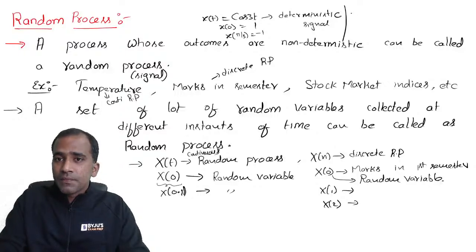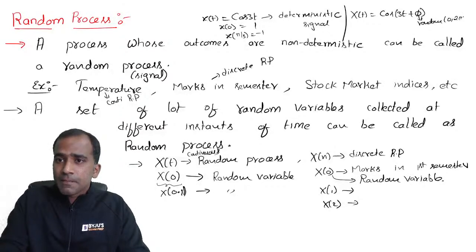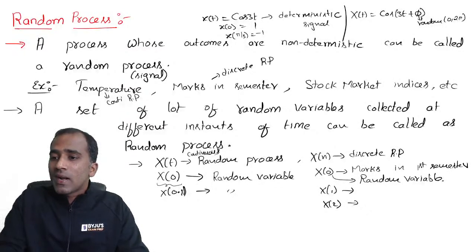I'll give you one example. x(t) is equal to cos(3t + phi), where phi is a random variable. Phi is random and takes any value from 0 to 2 pi, let's say. I've given one more signal. There is no randomness in the frequency, there is randomness in the phase. You don't know what exactly the phase is.